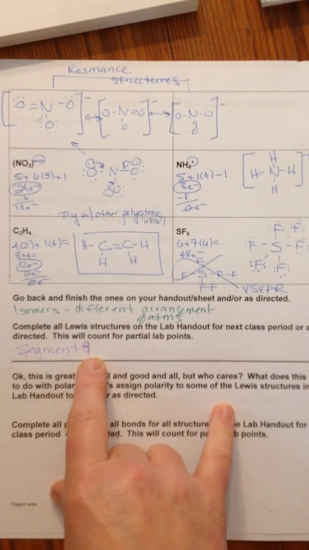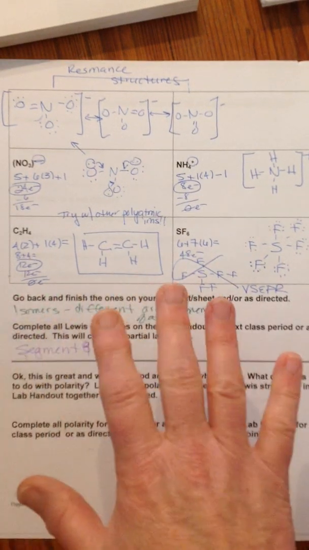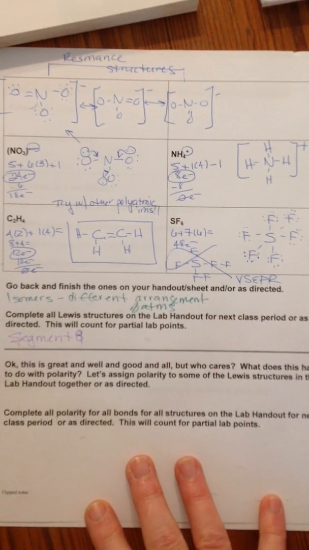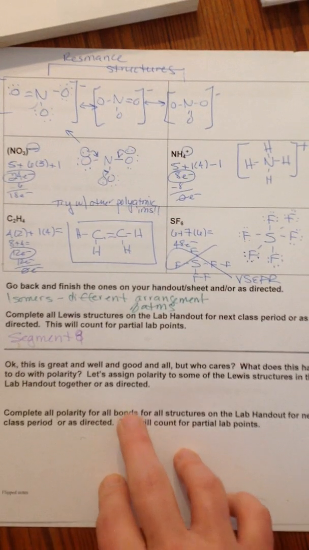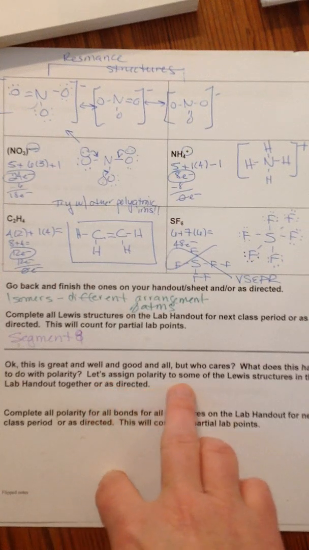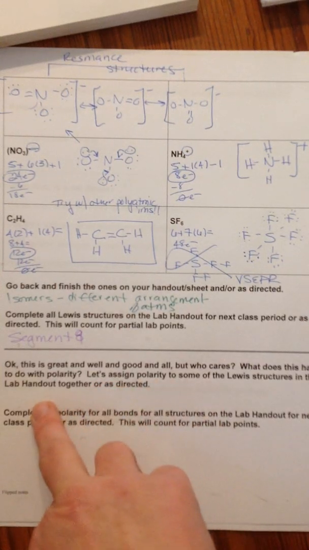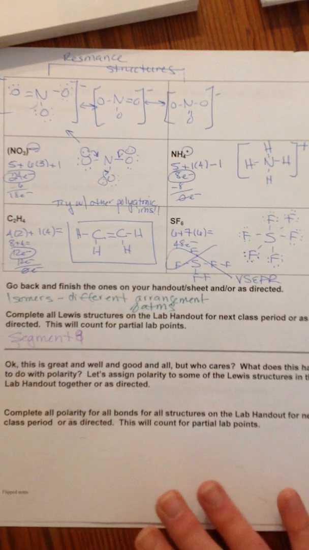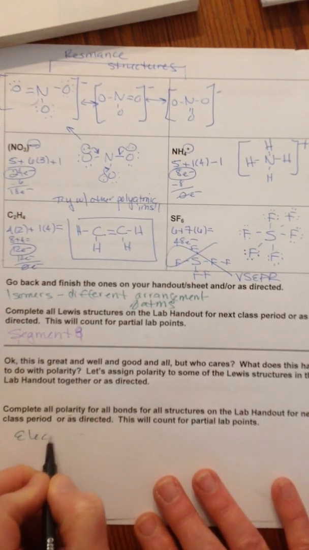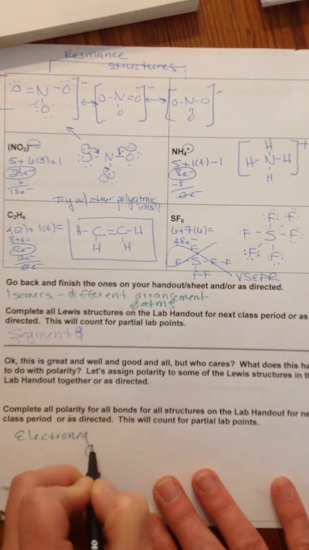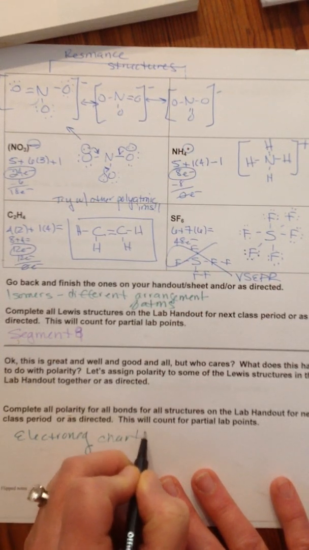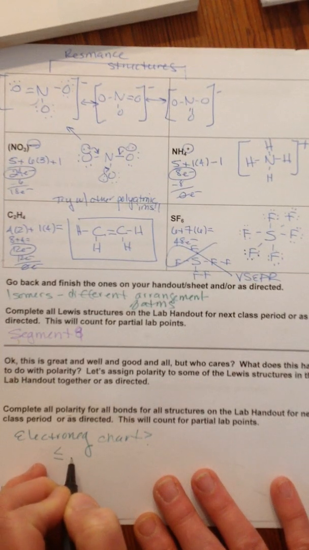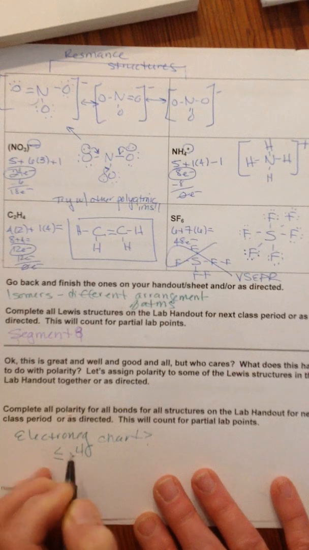Okay? Now, figuring out the structures is great and well and good, but who cares? What does this do for us? Well, what you want to do is go back to those Lewis structures and assign polarity within the bonds. So you remember how to do that. You're going to need to look at your electronegativity chart. Get that in front of you, and what you're looking for is a difference less than or equal to 0.4.